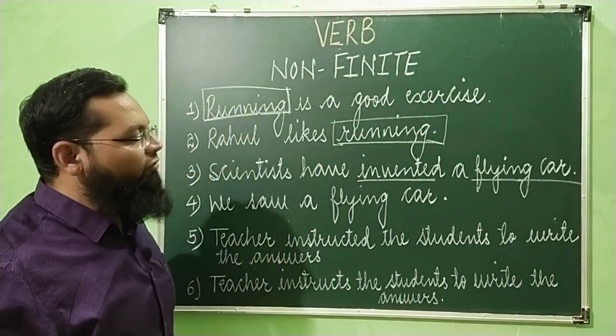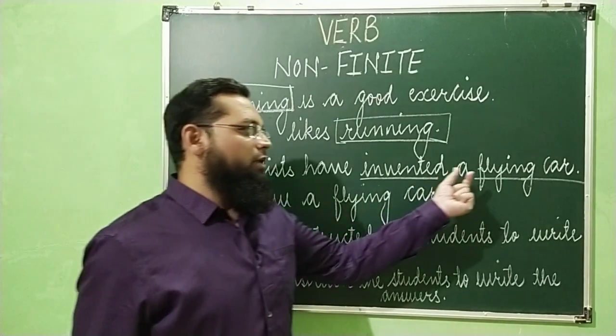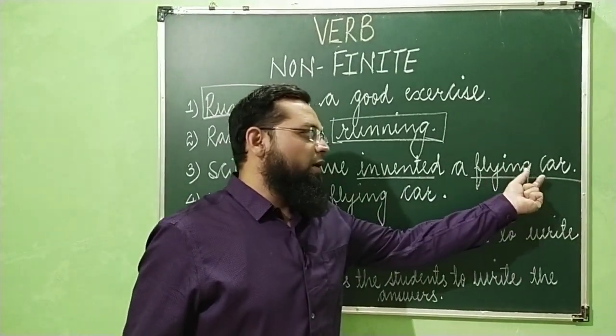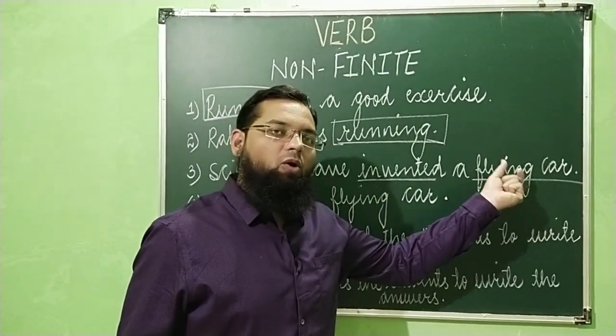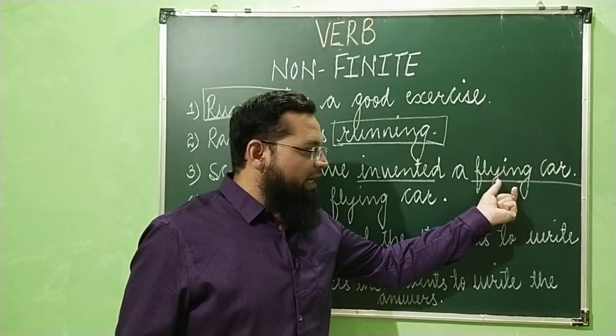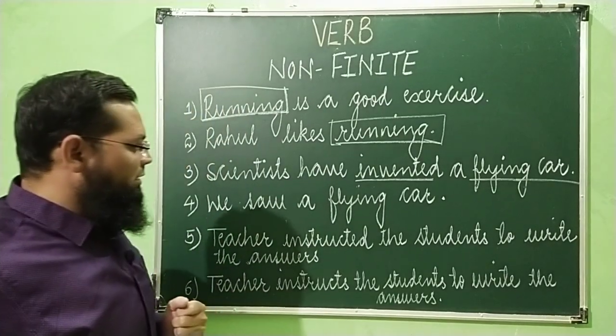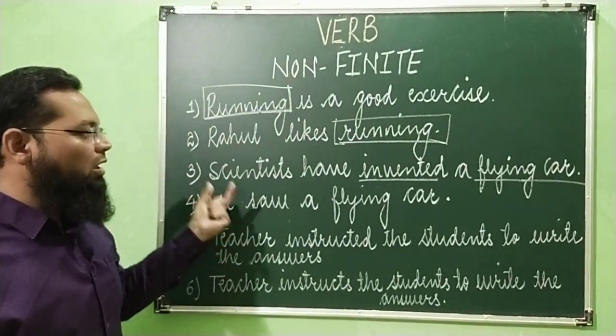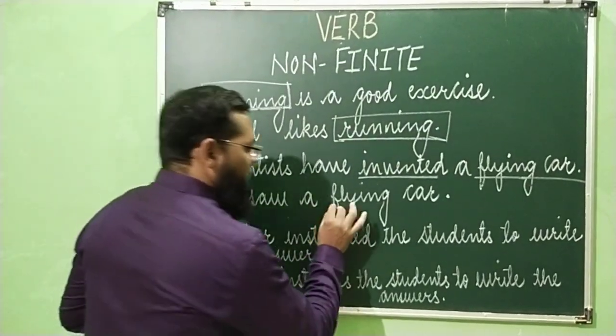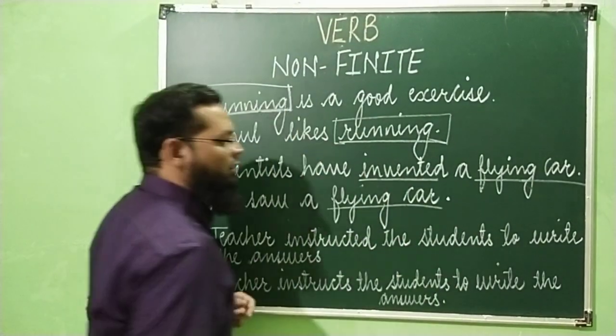Scientists have invented a flying car. So flying is a present participle. It is a non-finite verb. Here flying is used as an adjective. Next example, we saw a flying car.